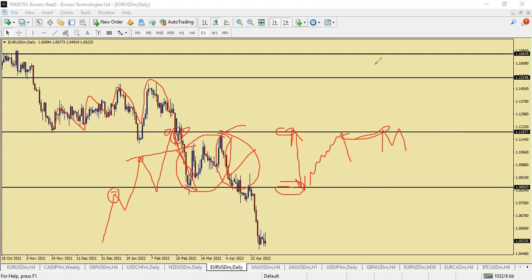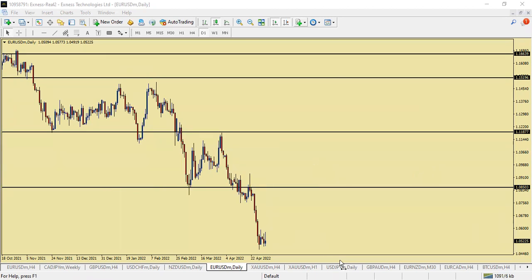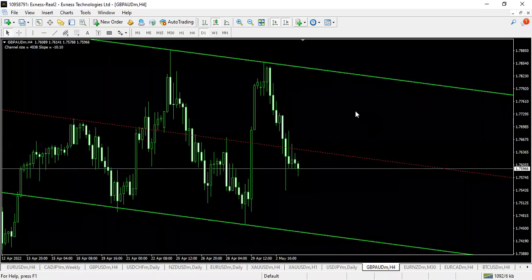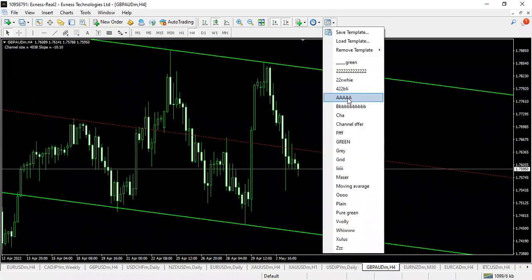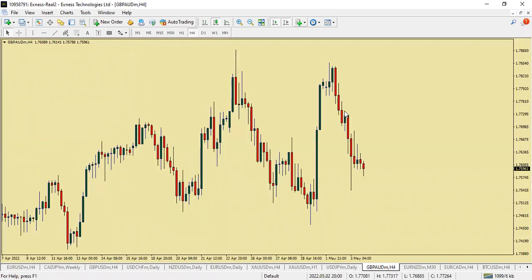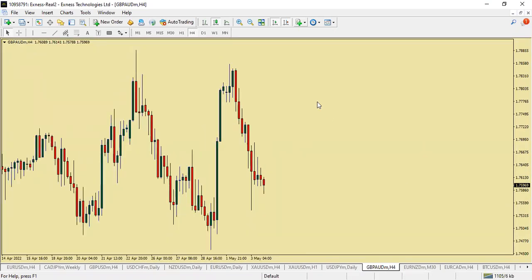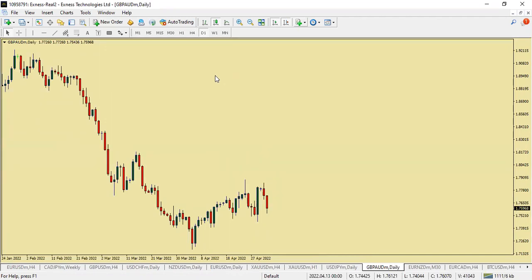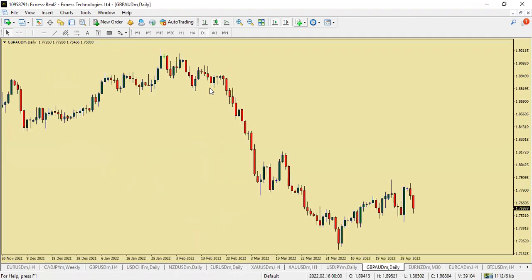Now, let's check on another pair, GBPAUD. I love those pairs. So let me change this. Yeah, I want you to look at this. This is H4. I'm going to the daily time frame straight away. You've been seeing that the pairs have been falling a lot.